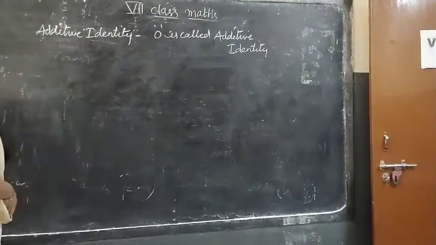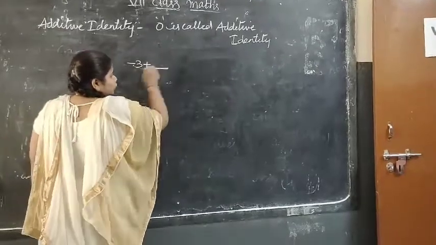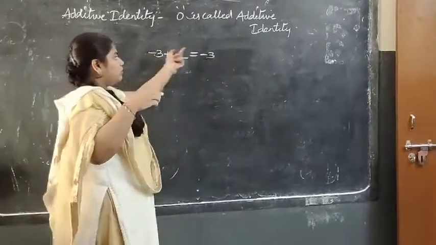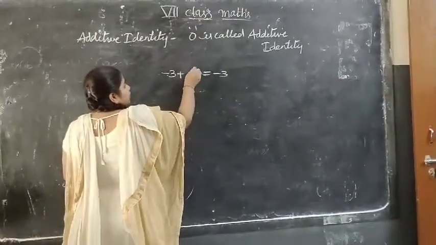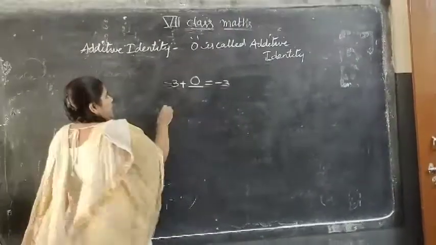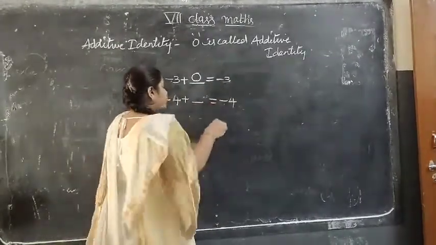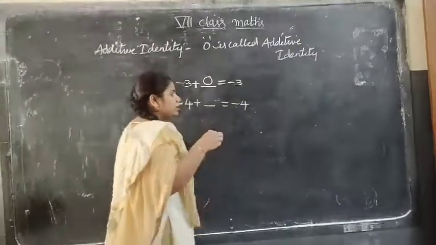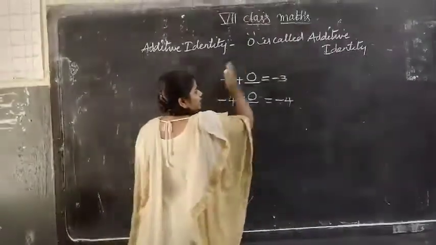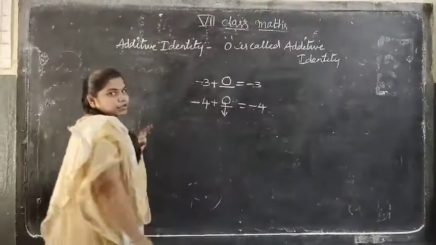Why we are calling 0 as additive identity? Because if you take any integer, for this integer, how much you will add to get the same integer? I don't want to change the result here. Again, I want minus 3 only. So which number you will add here? 0. So if you add 0 only, again the result will be minus 3. In the same way, for minus 4, how much you will add to get again minus 4? I don't want to change this result. I want only minus 4. So how much you will add here? 0. So if you add 0 to any integer, again the result will be the same integer. So that's why we will call this 0 as additive identity.